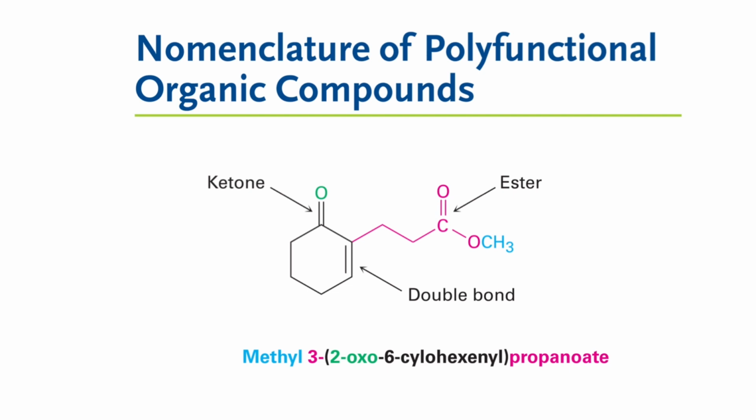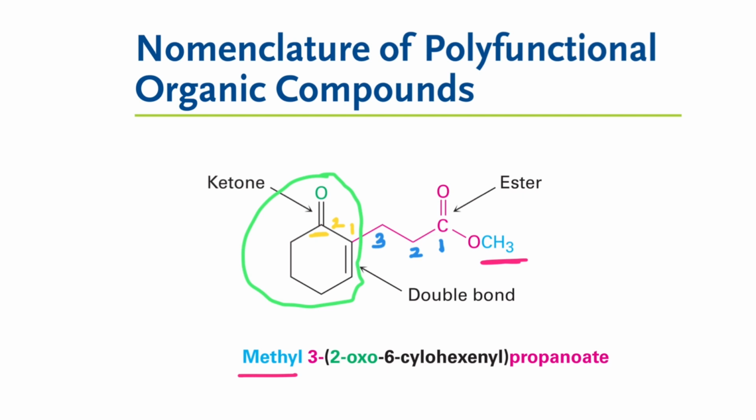So now, for this compound, the name is: this is a methyl group, therefore methyl. Now, according to this, the numbering is 1, 2 and 3. At the third position we have a substituent. What is the substituent name? Again we have to give the numbering 1, 2. Therefore this is called 2-oxo, the second position. Oxo means keto group.